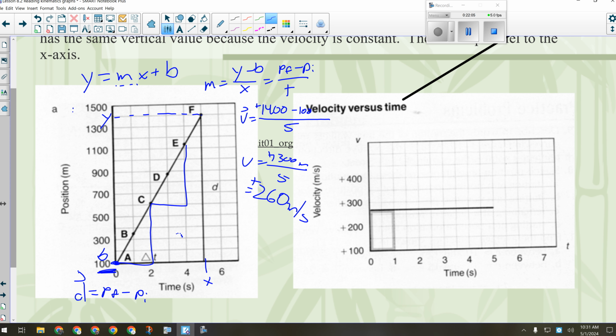From a position versus time graph, you can always get the displacement because final position minus initial position is how you get displacement. In this case, that's going to be 1,400 meters minus 100 meters. So the displacement is 1,300 meters in a forward direction. Everybody okay with what I did there?